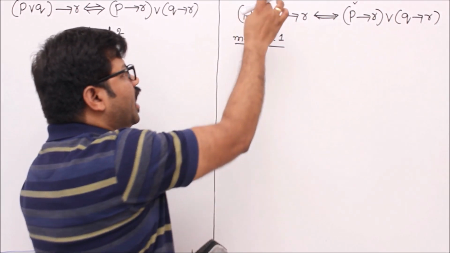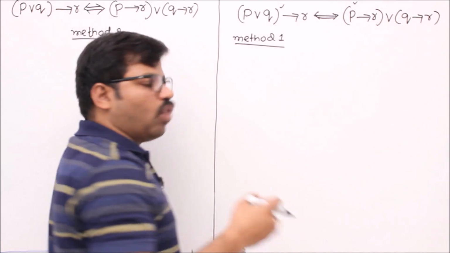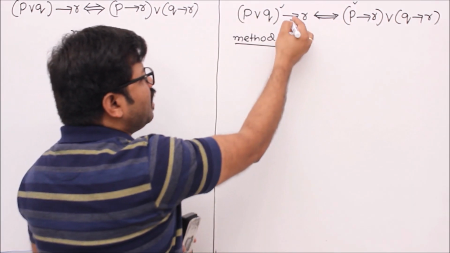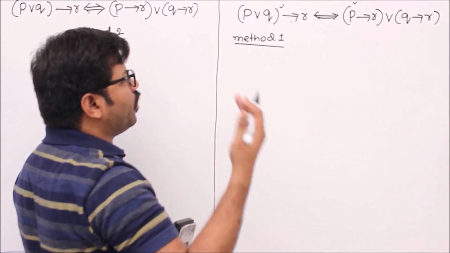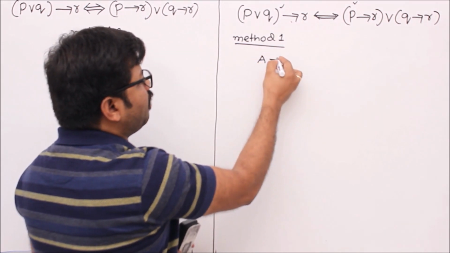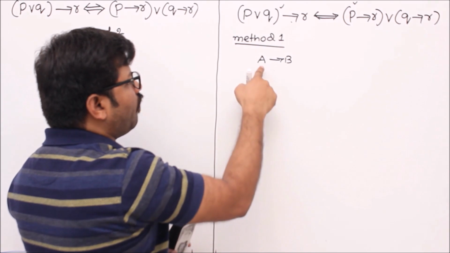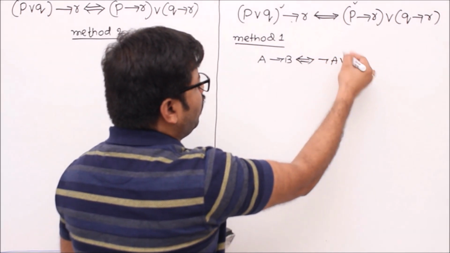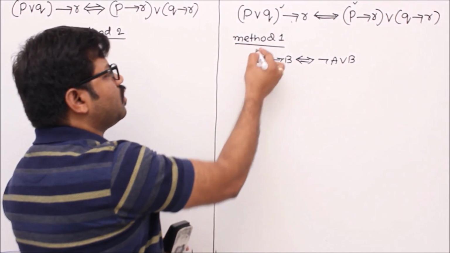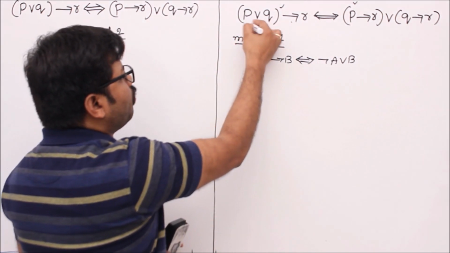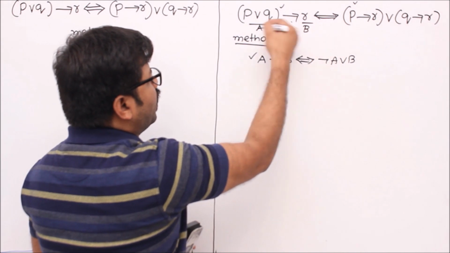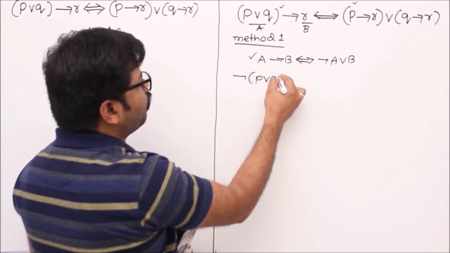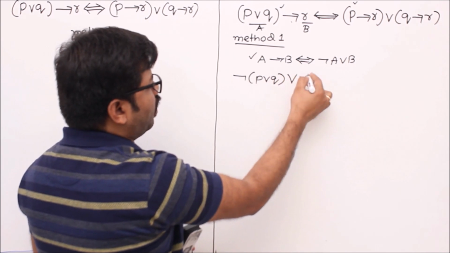Let me simplify equation 1 and equation 2 one by one. Let's do this one first: P or Q implies R. Whenever I see implication, better try to remove it. We have a structure A implies B, isn't it? Whenever you have A implies B, I can always replace it with negation A or B. So I use this rule. Then P or Q becomes A, R becomes B, and A implies B is nothing but negation of (P or Q), or R.